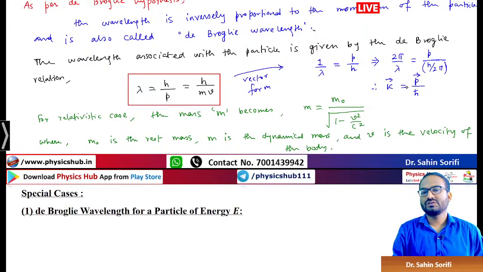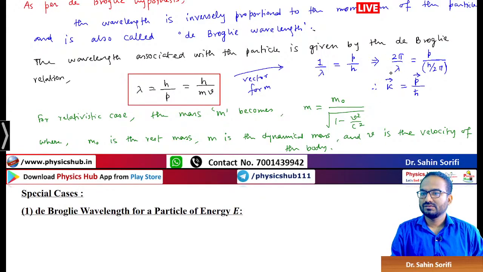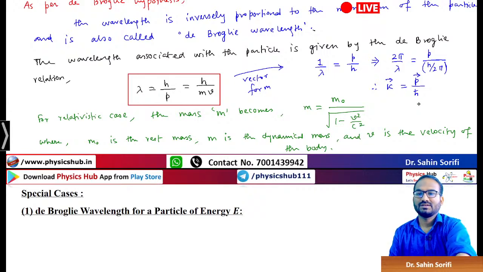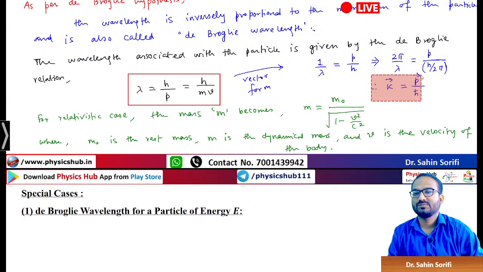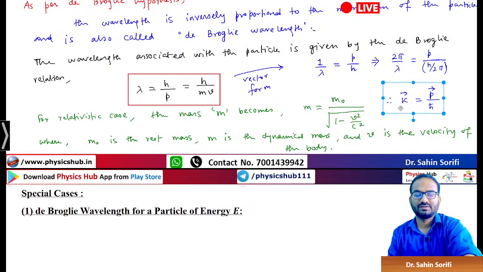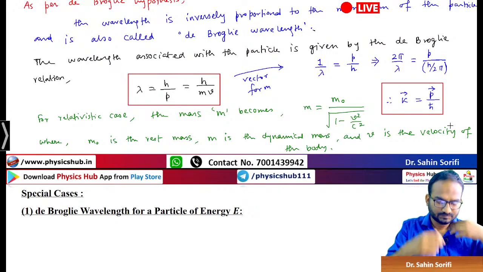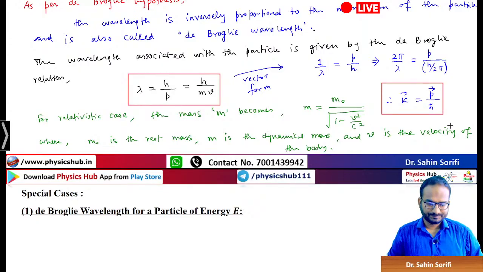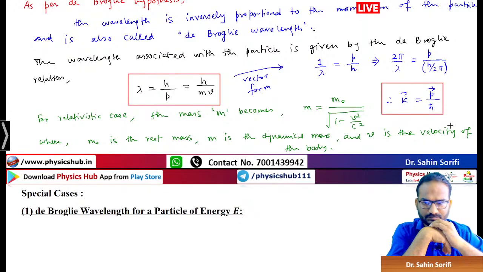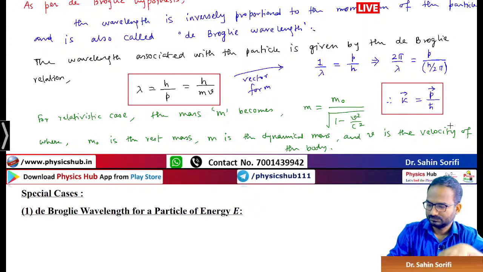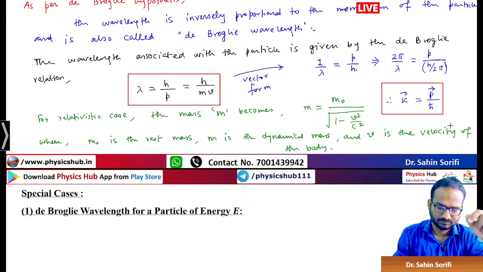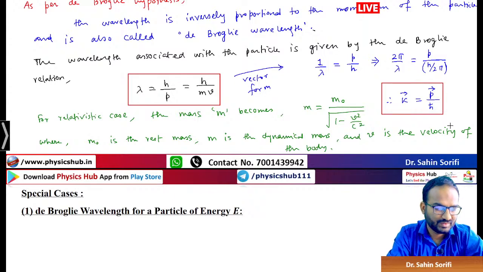If I take modulus on both sides, the modulus of k will be the wave number, 2 pi by lambda, and the modulus of p is the magnitude of the momentum. So this k equals p by h cut. This is the vector form of the de Broglie relation. So this is also important to note. This is clear. Any question?